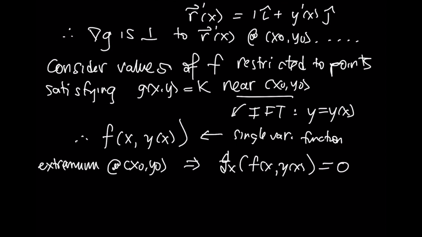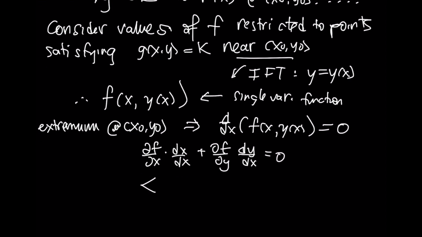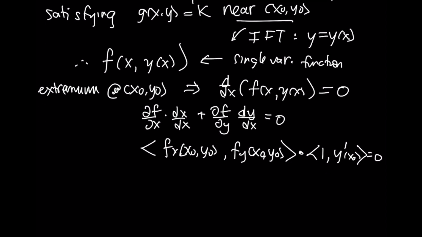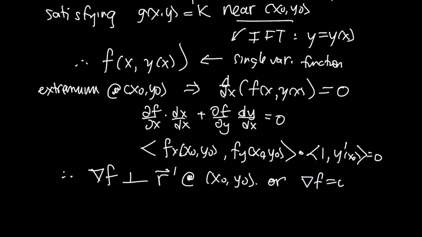So by the chain rule again, we will have the partial of f with respect to x, dx dx, plus the partial with respect to y, dy dx, has to be 0. And just like before, we will have fx at the point x0, y0, fy at the point x0, y0, dotted with 1, y prime of x at that point is 0. The gradient of the function is also orthogonal to this tangent direction at the point x0, y0, or the gradient of that function is 0.